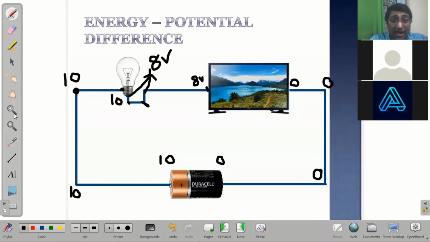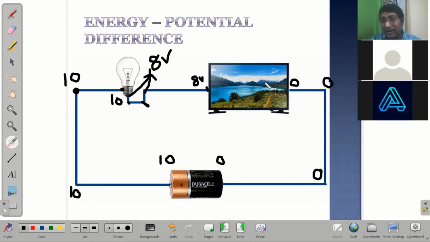Okay. Now we have been talking about potential difference, right? So here you are getting the essence of potential difference practically. The potential difference between the two ends of the bulb is 2 volts. 10 volts minus 8 volts, that is 2 volts. So that means the bulb is consuming 2 volts of energy from the battery. And what is this television doing?